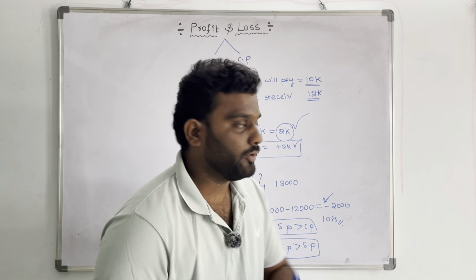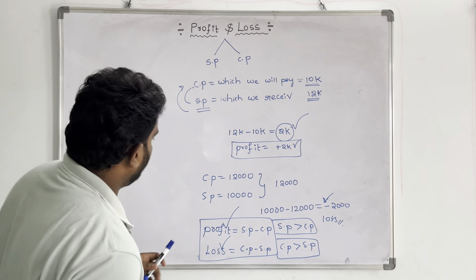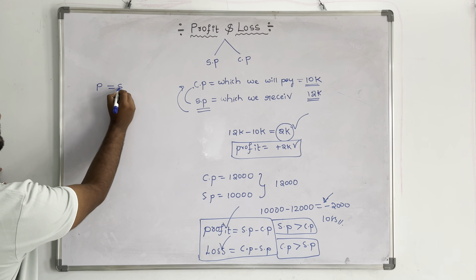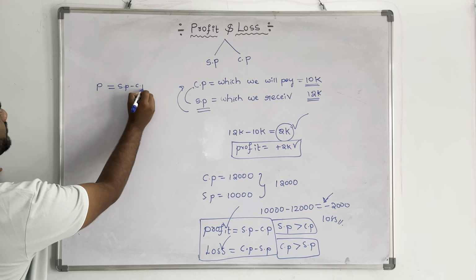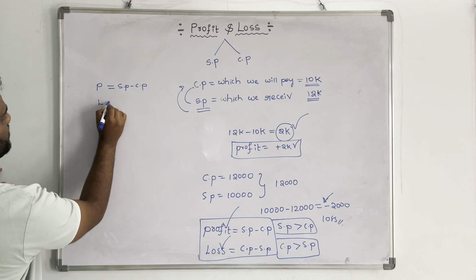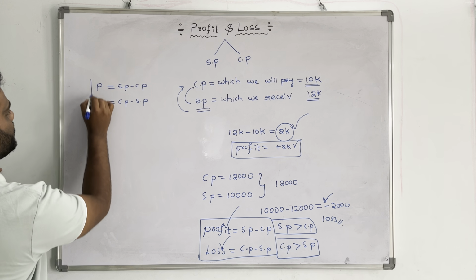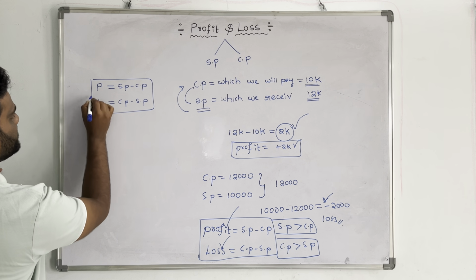What I am concluding, just note down the formulas here. Profit equals selling price minus cost price, and loss equals cost price minus selling price. So please note down these two formulas for this concept.